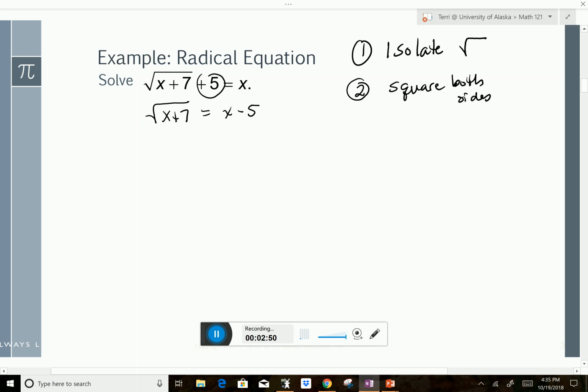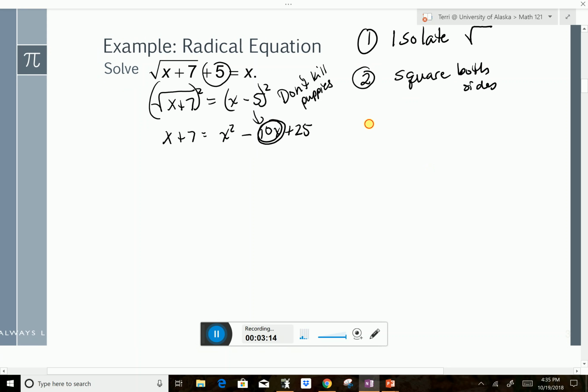x plus 7 equals x squared minus 10x plus 25. Don't forget how to do this. Don't kill puppies. Remember, you have to have this middle term. Then no radical remains, so we continue.